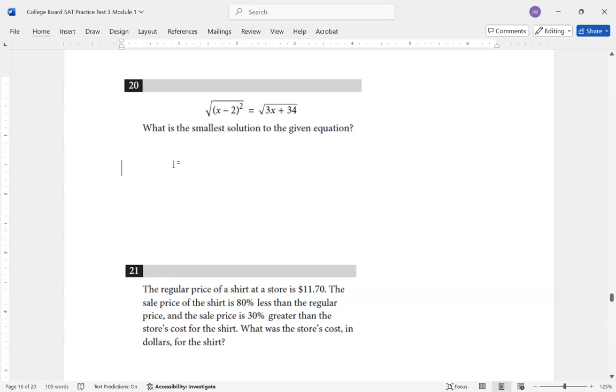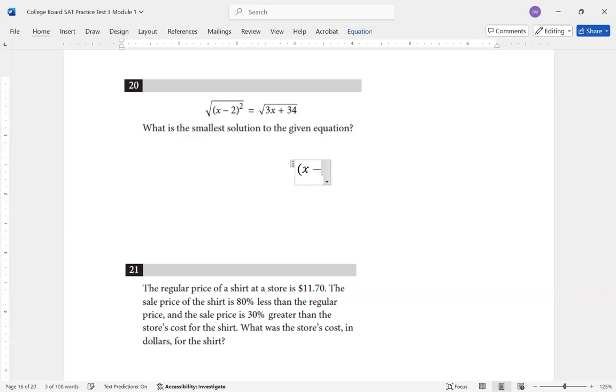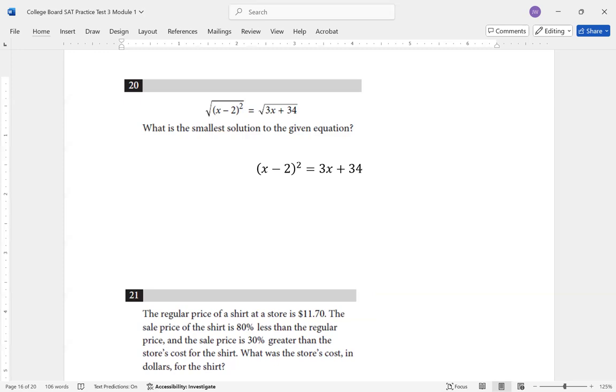Question 20. What is the smallest solution to the given equation? We have the square root of x minus 2 quantity squared is equal to 3x plus 34 underneath a square root. So the first thing I would do is I would square both sides. That would give me x minus 2 quantity squared is equal to 3x plus 34. This is the brute force way of doing this.